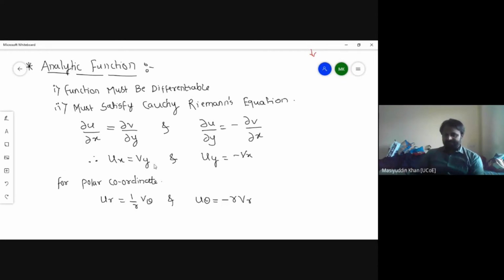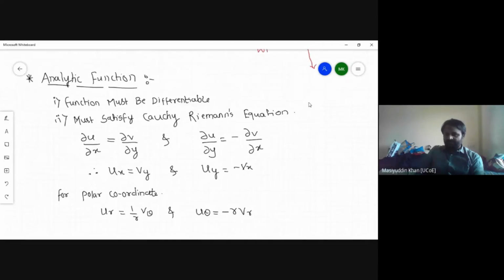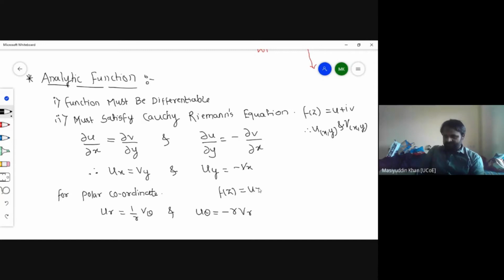And for polar coordinates, the function is f of z equals u plus iv, where u and v have variables x comma y in Cartesian coordinates. But here it is again written f of z is equal to u plus iv, but u and v have variables r comma theta. So that's why it is known as polar coordinates.